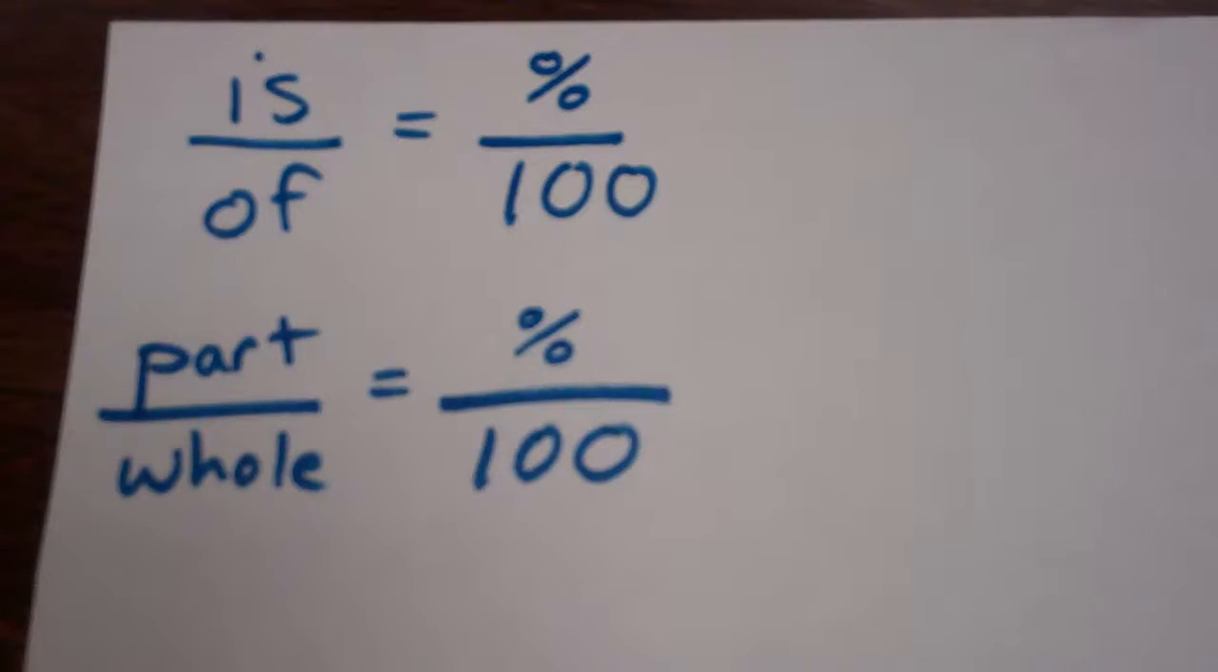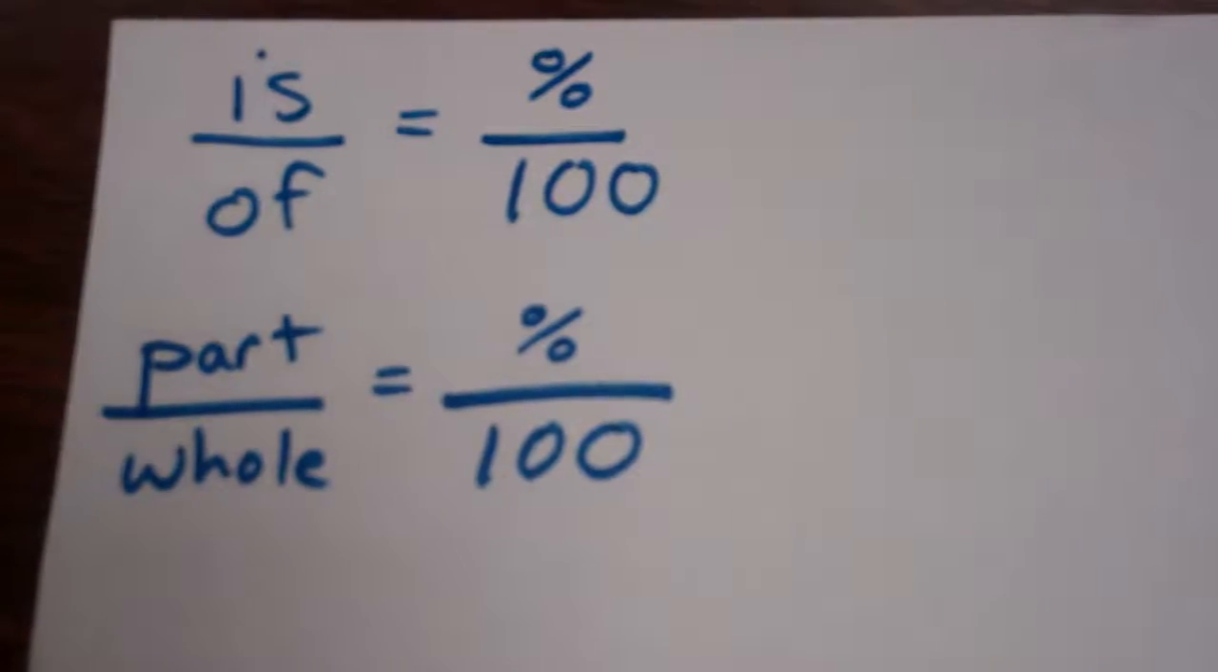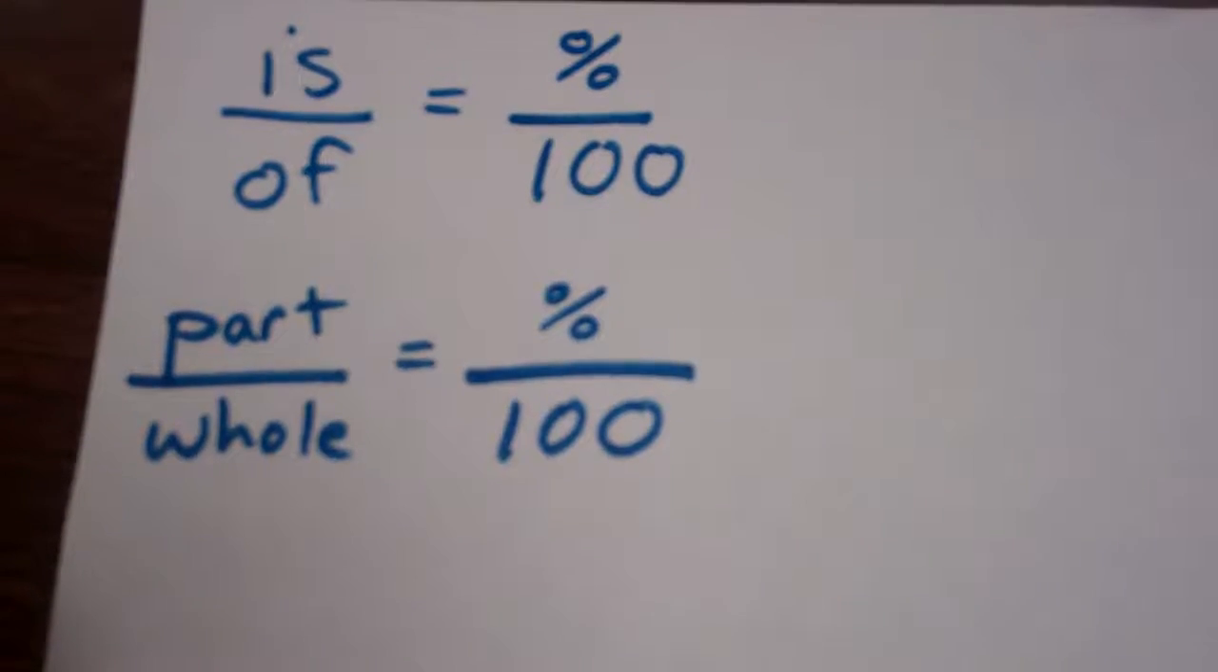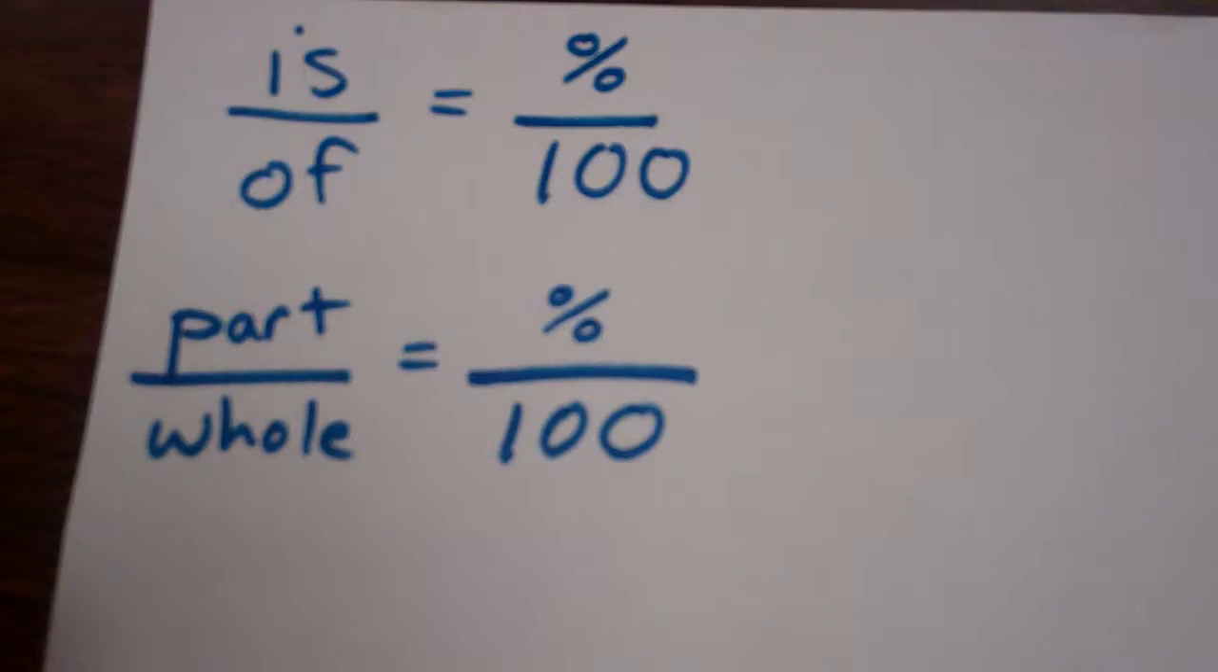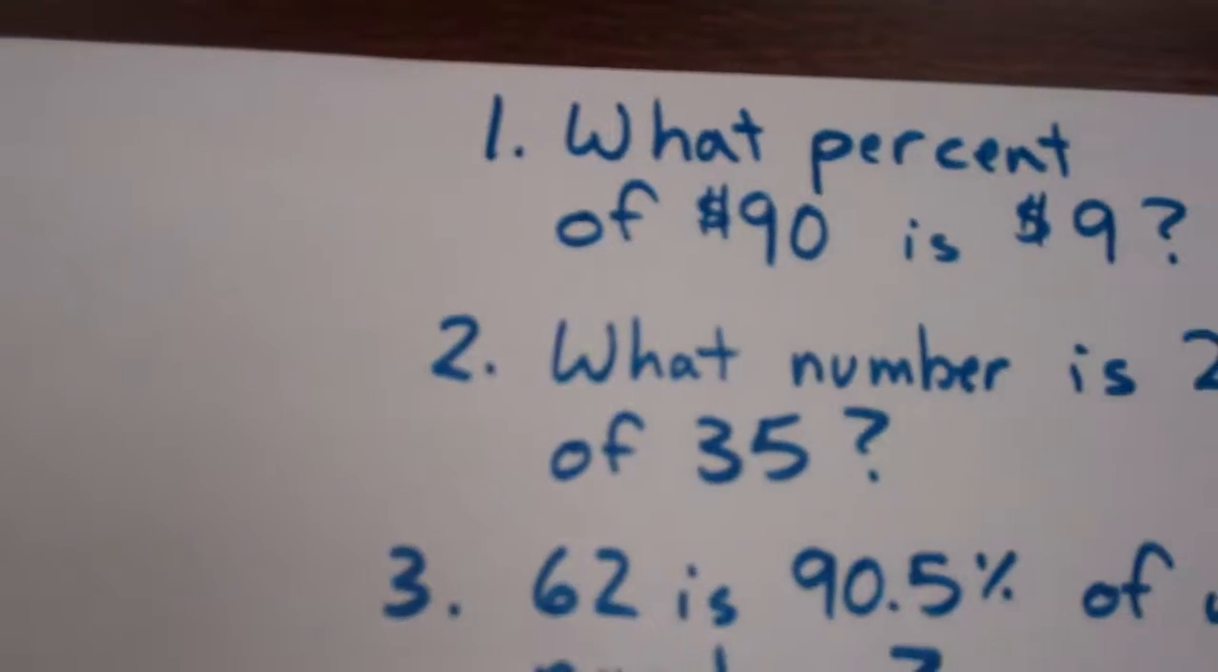Alright, this is lesson 2.3. It's on the percent proportion. What you're looking at here is two different versions of the exact same proportion: is over of equals percent over 100. That's a really nice way of remembering it if it's already in the wording.